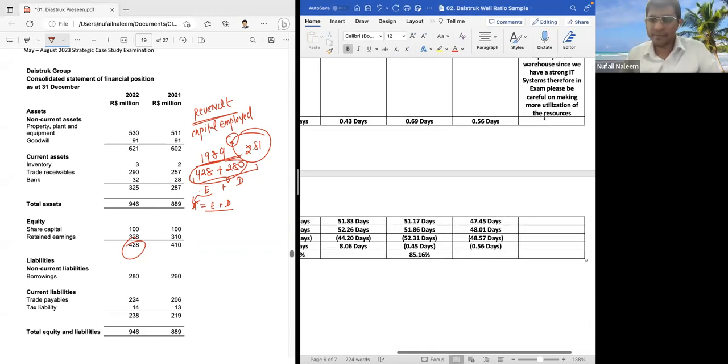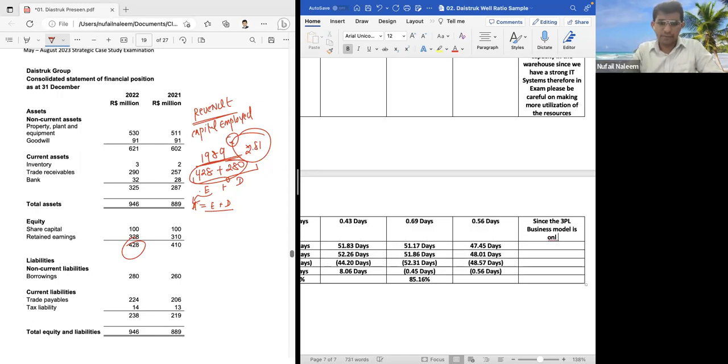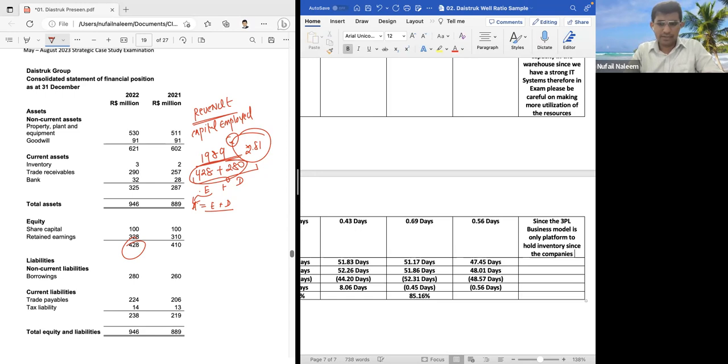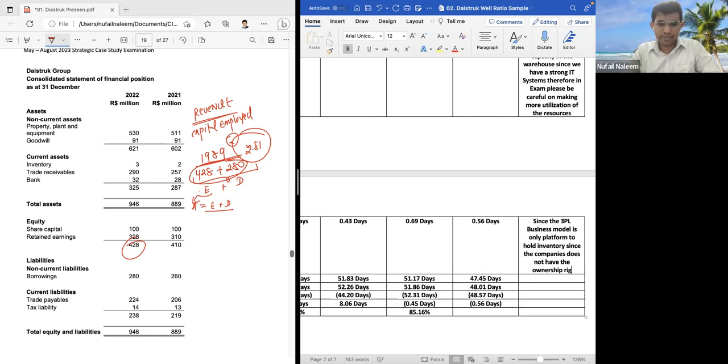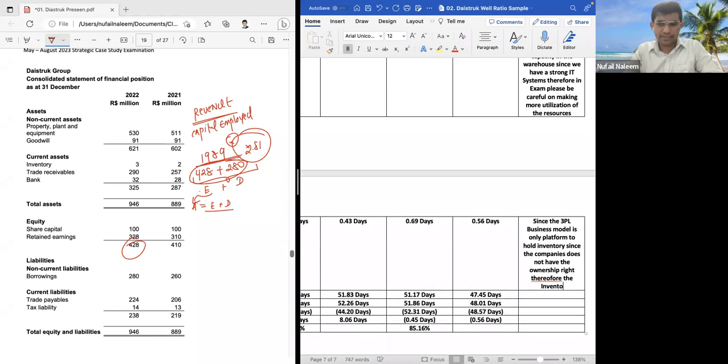So I'll write down here, since the 3PL business model is only a platform, it's only a platform to hold inventory. Since the companies do not have the ownership right, therefore, the inventory days is 0. They are having some minimal inventory that may be stationary.